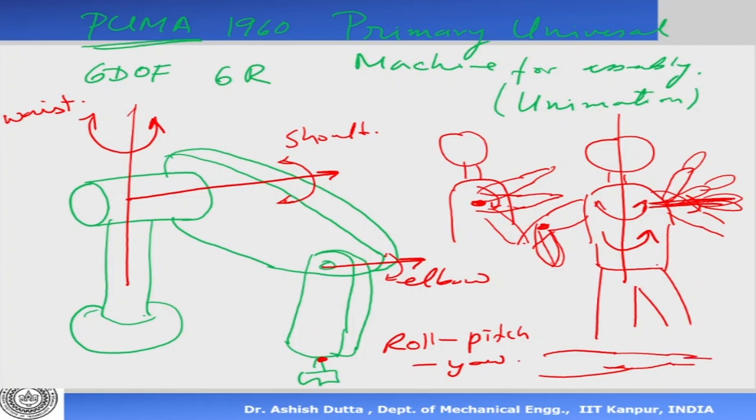So this is your thumb, and you're holding the fingers straight like this. Then you can rotate about this axis, which we call the roll axis, which actually happens at the elbow for the human. But for the robot, it happens at the wrist. So this is my roll.